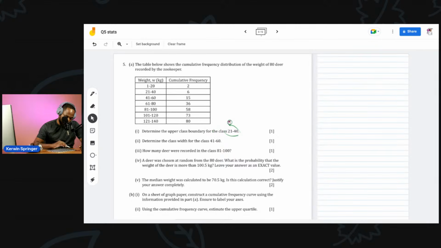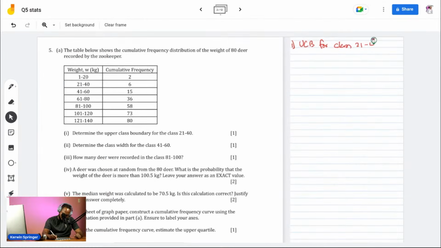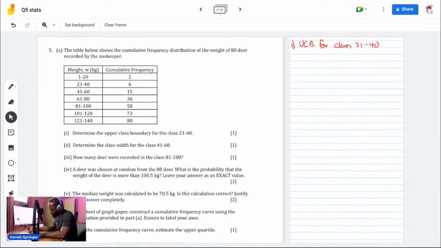So the upper class boundary, the UCB, for the class 21 to 40. Well, the upper class boundary for class 21 to 40 is not 40. That's the limit. That's the upper class limit. The upper class boundary is between 40 and 41. So the upper class boundary is 40 plus 41 divided by 2. It's 40.5.